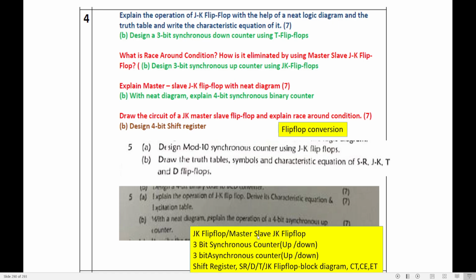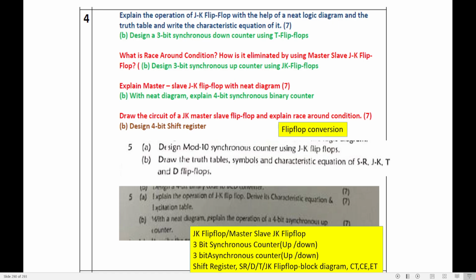That is the most important question, the most repeated question. Definitely I can say you can expect any one question out of these two, either operation of JK flip-flop or master slave JK flip-flop. Done.